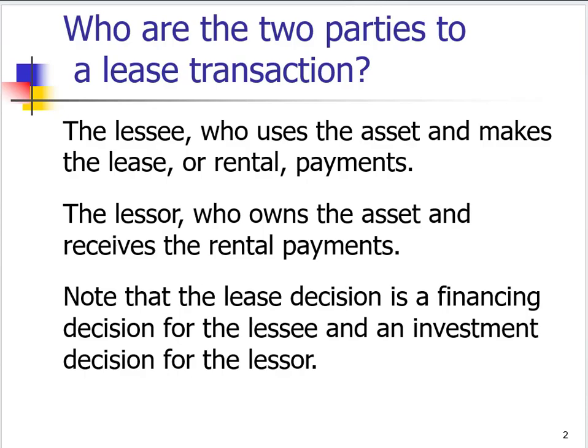So the IRS has set up some rules, and that's what we're going to be talking about in the next several slides. But the lease decision, again, is a financing decision. The lessee is trying to figure out how they can acquire this asset. They can either buy it or they can lease it. Now, for the lessor, the person who owns the asset, this is an investment decision for them.